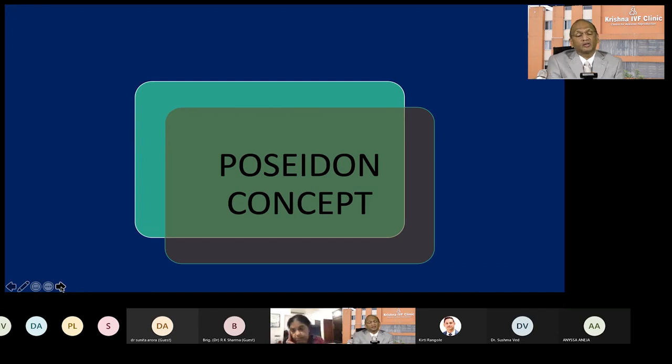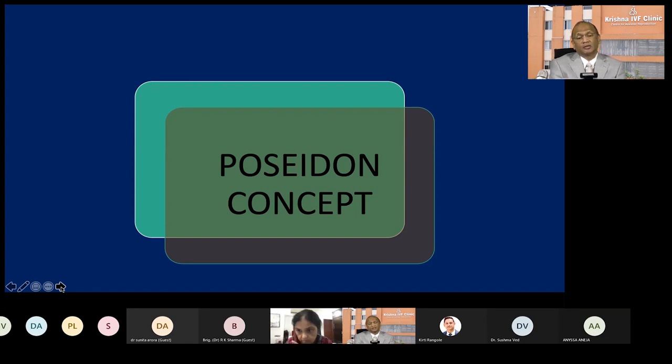Then came in 2016 the Poseidon concept, because in 2011 the Bologna criteria defined poor responder but never defined the hyporesponder, and the Poseidon group felt that the initiative should be taken, which was led by Peter Humaidan, that a classification and a separation of the responders based on the age and the antral follicle count or AMH and the need for LH.